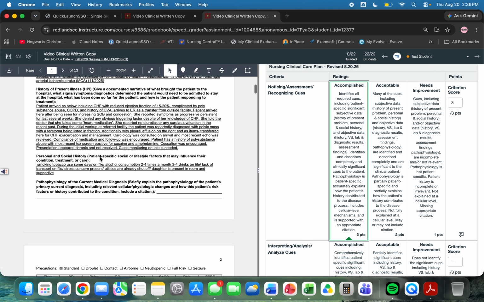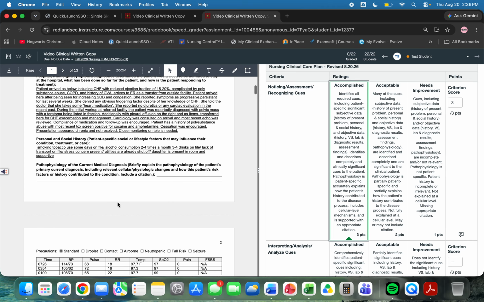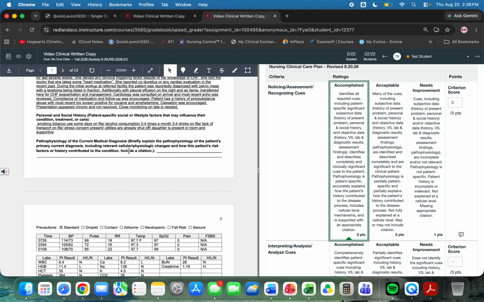On this particular section, for whatever reason, she did leave off the pathophysiology of the current diagnosis. I'm not really sure why, but that is something I would probably take at least a half a point off for, or make sure that she knows that she's supposed to be filling that out with a citation.